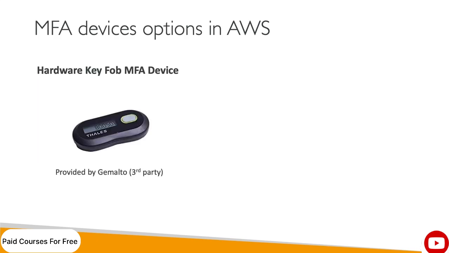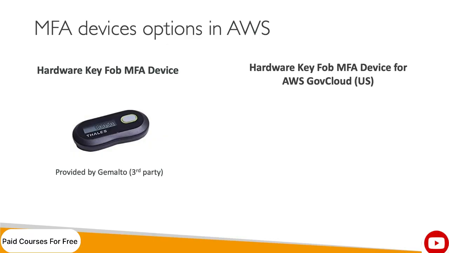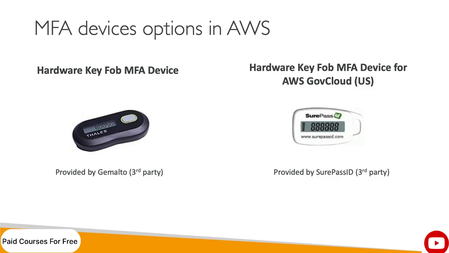For example, this one provided by Gemalto, which is also a third party to AWS. And finally, if you are using the cloud of the government in the US, the AWS GovCloud, then you have a special key fob that looks like this, that is provided by SurePass ID, which is also a third party. So that's it. We've seen the theory on how to protect your account, but let's go in the next lecture to implement that. So I will see you in the next lecture.